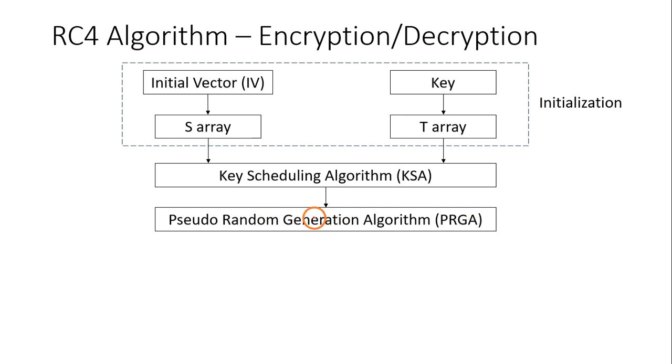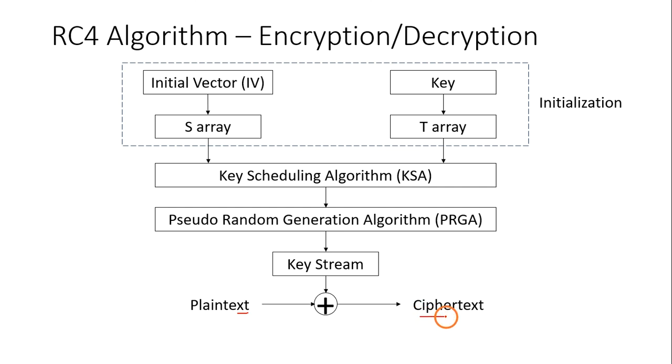Now this is going to use the S array which is already permuted by KSA, and it is going to give out a value which is going to be XORed with the plain text. The value given by the PRGA algorithm is called the key stream, and it is XORed with the plain text byte by byte. It will take a byte from the plain text and XOR it with whatever byte is given by the PRGA, and the output is ciphertext. It is a very simple and straightforward algorithm. There is nothing complex about this.